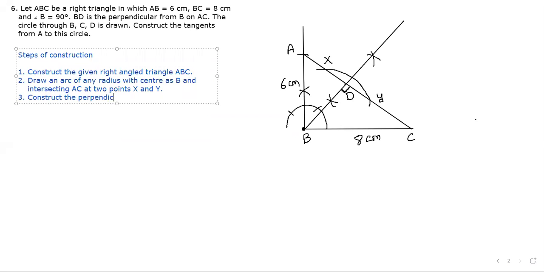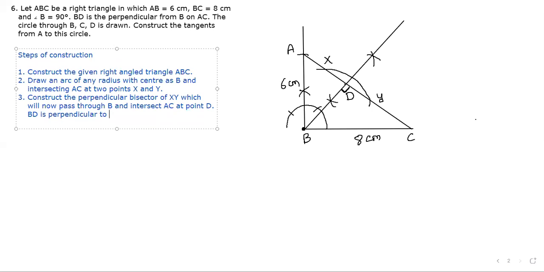Construct the perpendicular bisector of XY, which will now pass through B and intersect AC at point D. BD is perpendicular to AC.